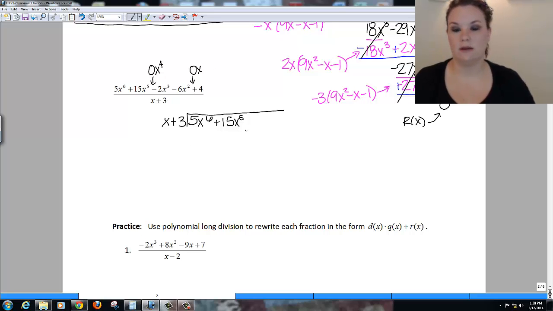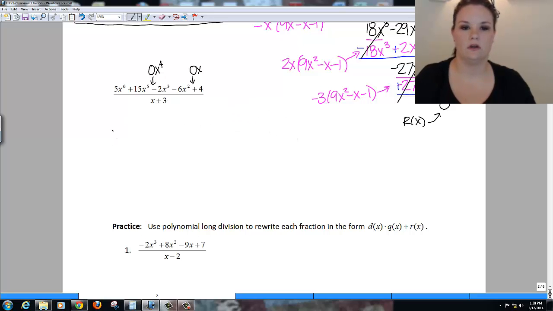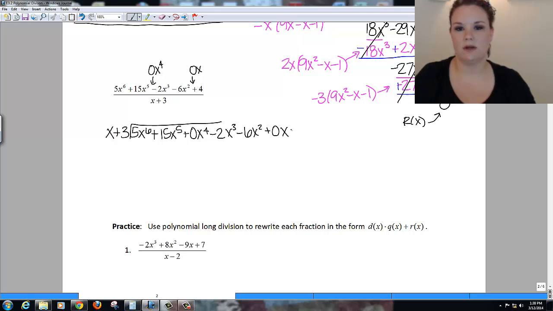Okay? So I'm going to go ahead and write in plus 0x to the 4th minus 2x cubed. Ooh, I need more room. Let me scoot this over. x plus 3 into 5x to the 6th plus 15x to the 5th plus 0x to the 4th minus 2x cubed minus 6x squared plus 0x plus 4. Goodness. So I have two terms out here, so I'm going to move over 2 places. My first number goes here.